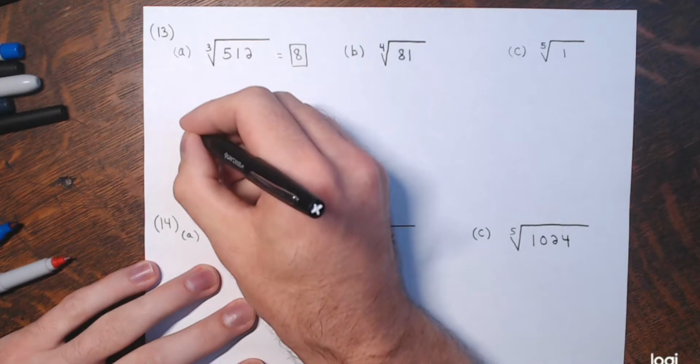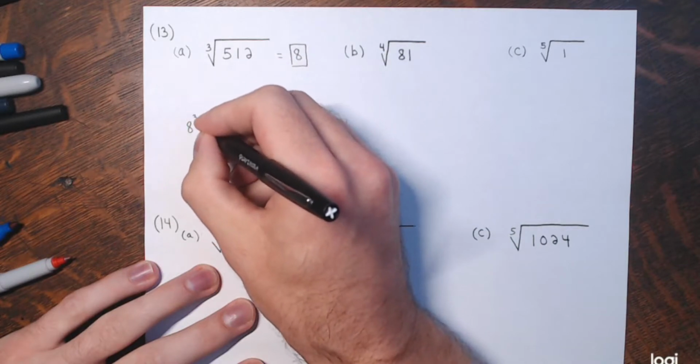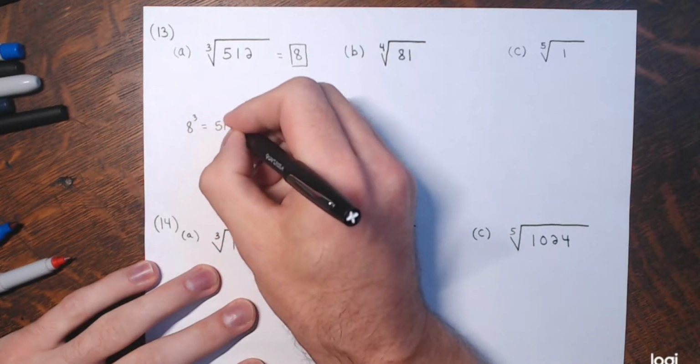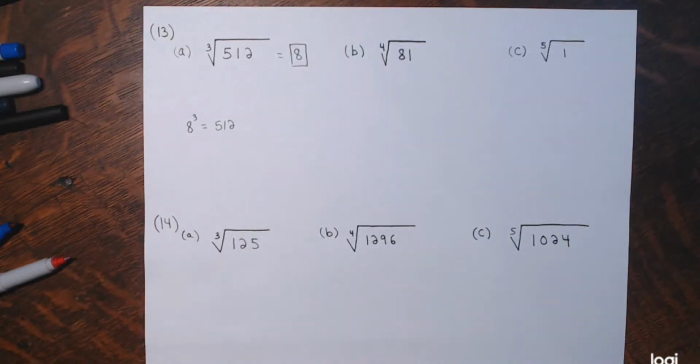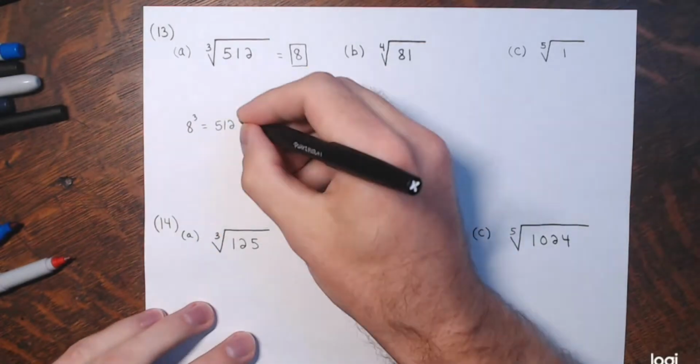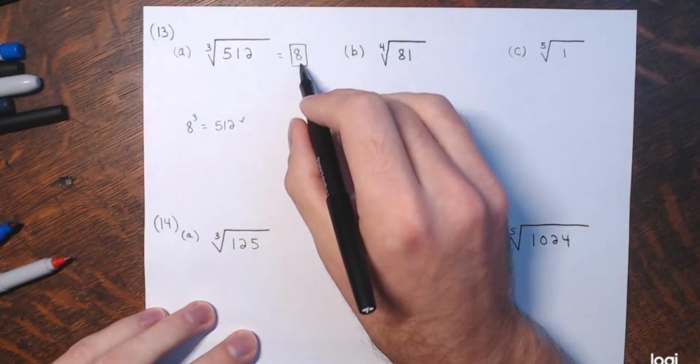Right, and then check it. Is 8 to the third power 512? Well, 8 times 8 would be 64. And then 8 times 64 would be 480 plus 32. That would be indeed 512. Right, so the cube root of 512 is 8.